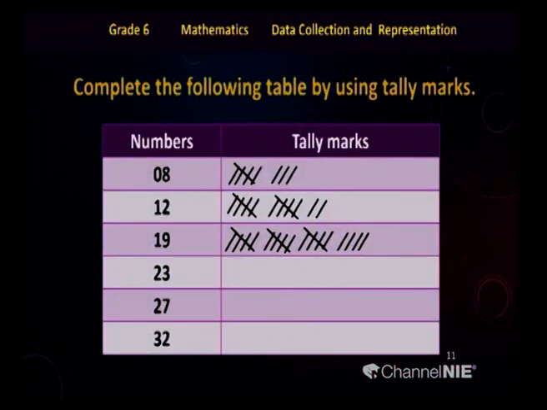How many tallies do you want? Then the next one, that is 4 tallies. Okay, then we'll see 23. How to represent 23 using tally marks, my dear children.